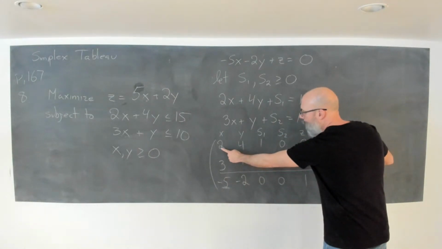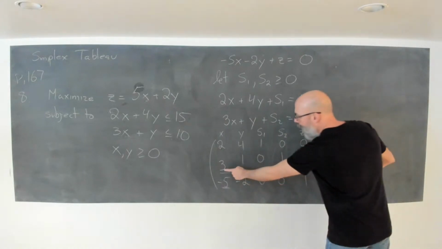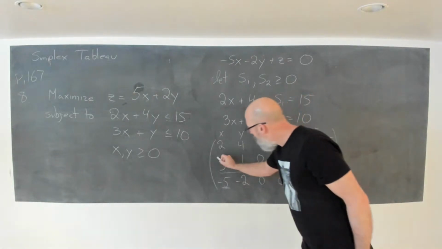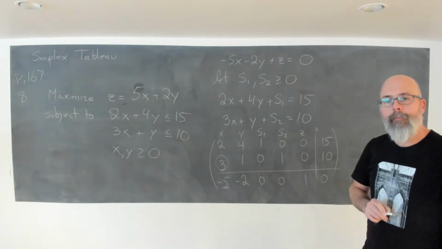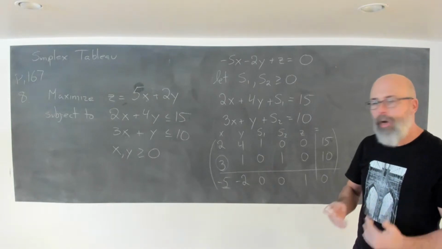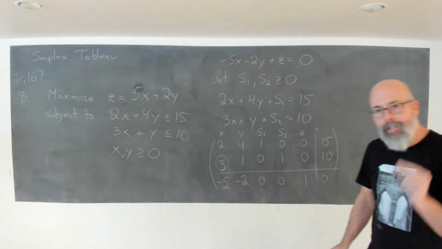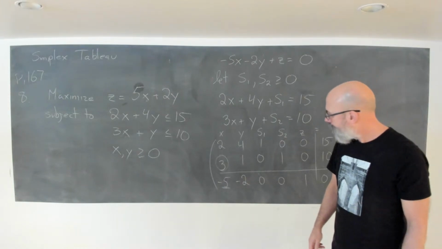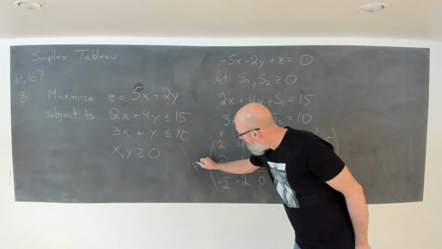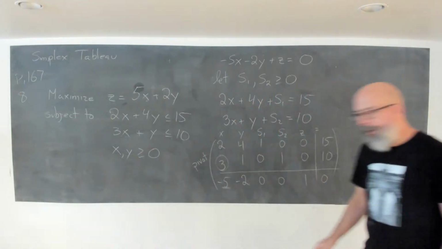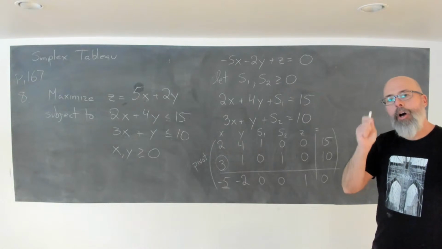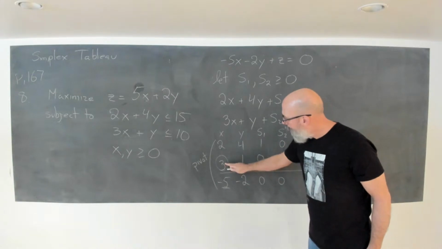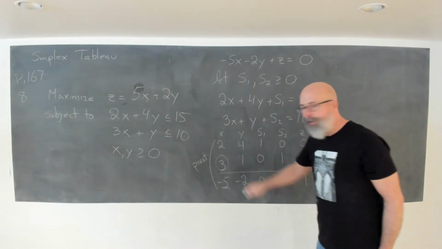Where did that come from? 15 over 2 or 10 over 3. The smallest quotient is 10 over 3. That is our pivot. We're going to do operations based on this number. This is going to be our pivot. All the operations have to come from this element. And we're not allowed to change it using the other rows.